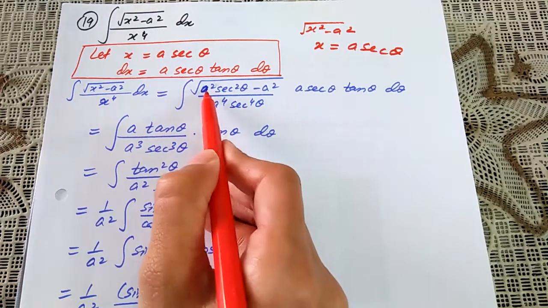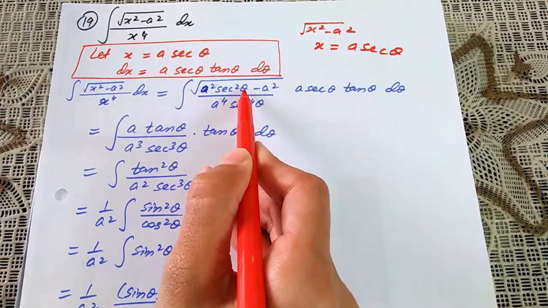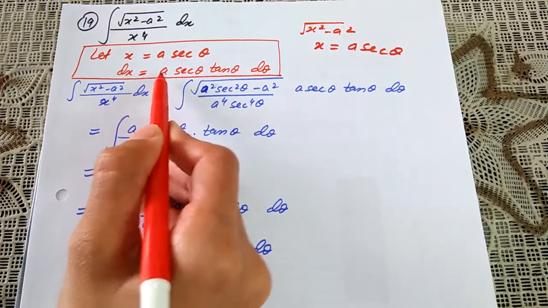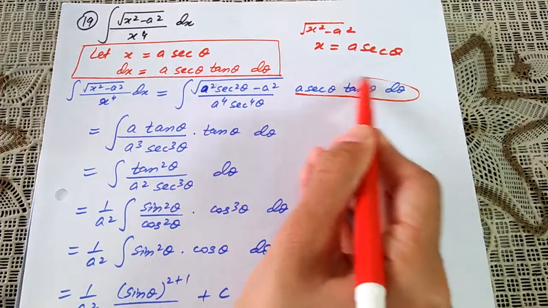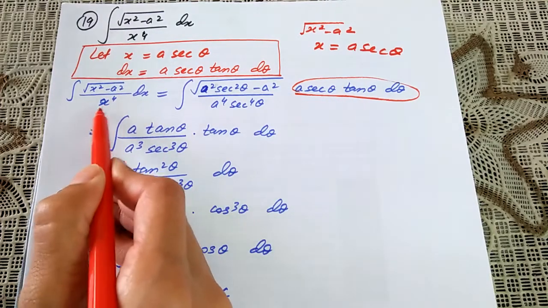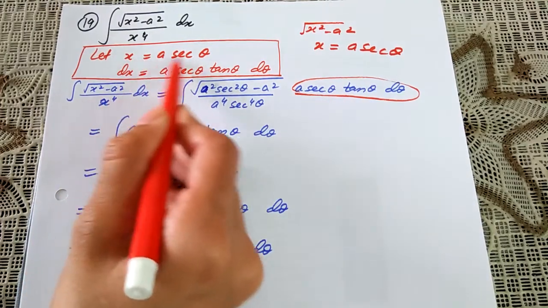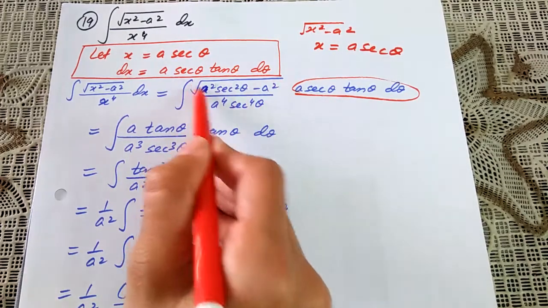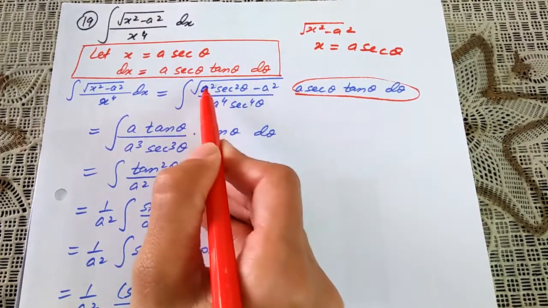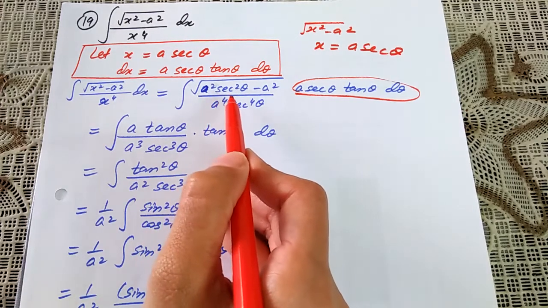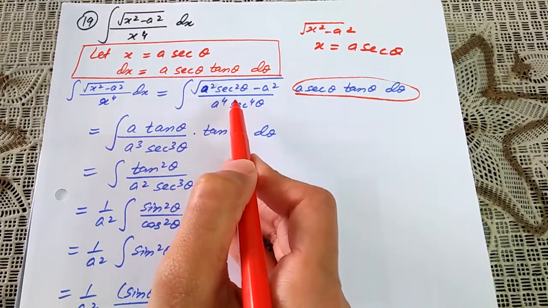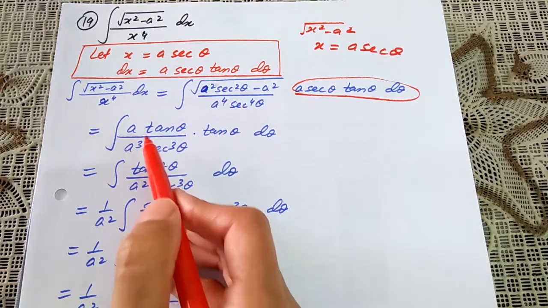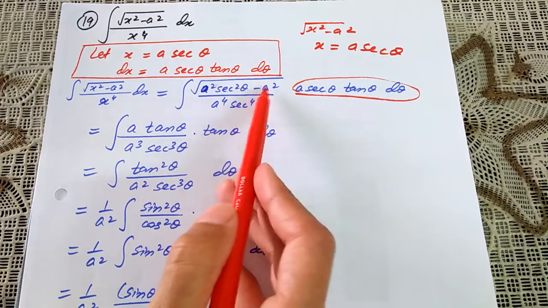x square will give us a square secant square of theta and dx will give us this answer. Just replace dx with this answer. x4, take the fourth power of this function, a4 secant 4 of theta. Simplify this square root. This is simplified in part 1 as well. You can refer to parts 1 and 2 for simplification of this function.